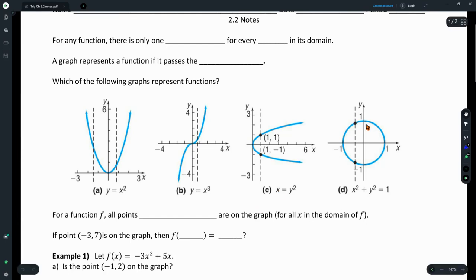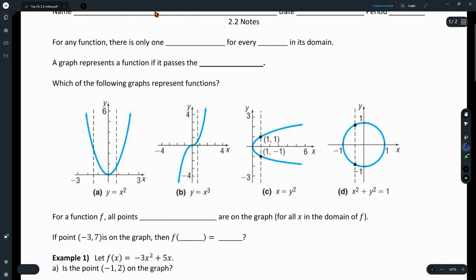All right, so these are our notes for 2.2, and we're talking about the graphs of functions. For every function, remember, a function is different from a relation. A function requires a certain criteria. For any function, there is only one y value for every x in its domain. So basically, every x that you put in, you only get one single y value. You cannot get a duplicate. You can't get two different values for y.